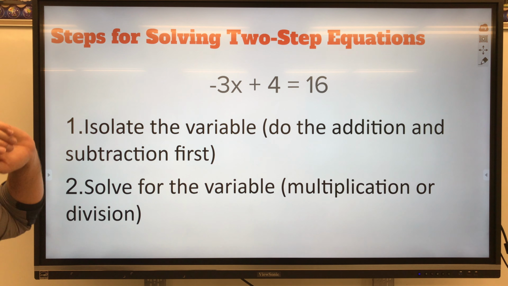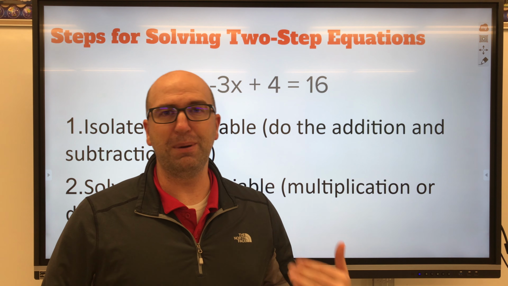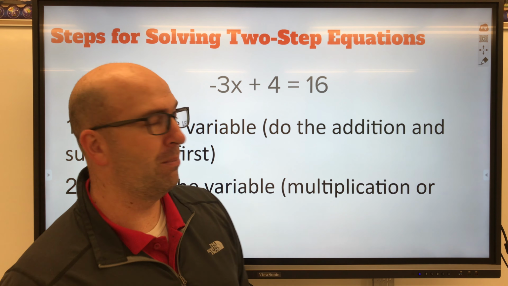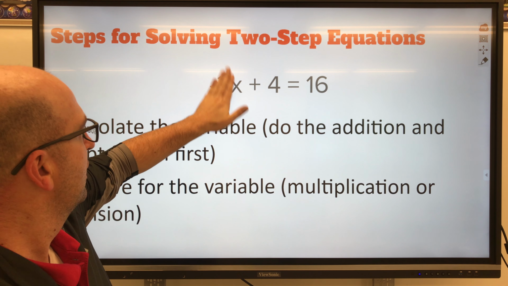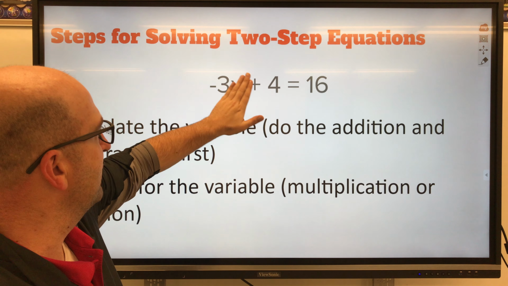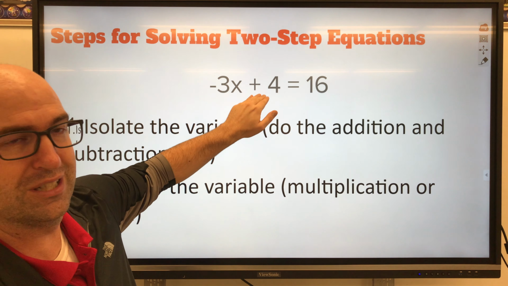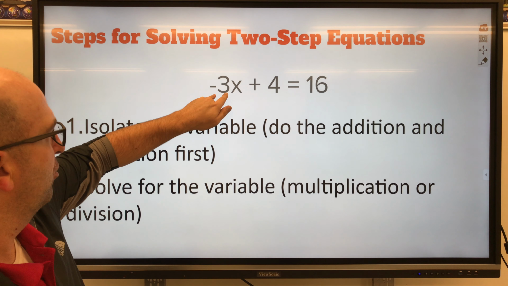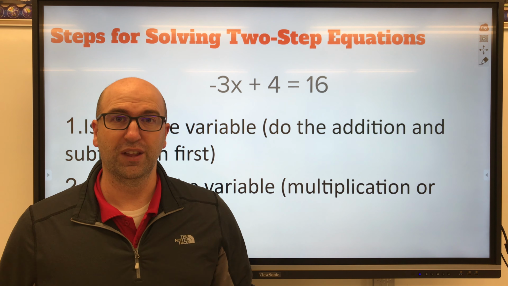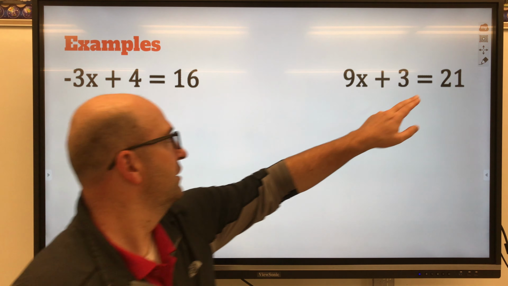Now, how do you solve a two-step equation? Well, our goal is to always isolate the variable. The variable's got to be on one side of the equal sign all by itself. So to do that, the variable's here with the coefficient. So I'm leaving that alone first, which means I'm going to do the addition or subtraction first. So that's my first step, is to do the addition or subtraction. Then I'm going to solve for that variable, which is either the multiplication or division of that. So let's take a look at that problem.